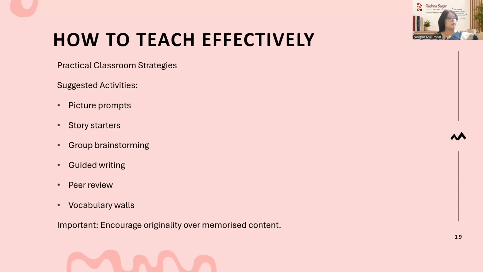Brainstorming, right? What is brainstorming? Students discuss ideas together before writing. So they work in pairs, discussing and writing. Guided writing, where you are helping the child. Like peer review, they are helping each other by reviewing each other's work. And vocabulary walls, again a very, very important strategy for the learners under R2, right? Specifically in order to overcome the situation.